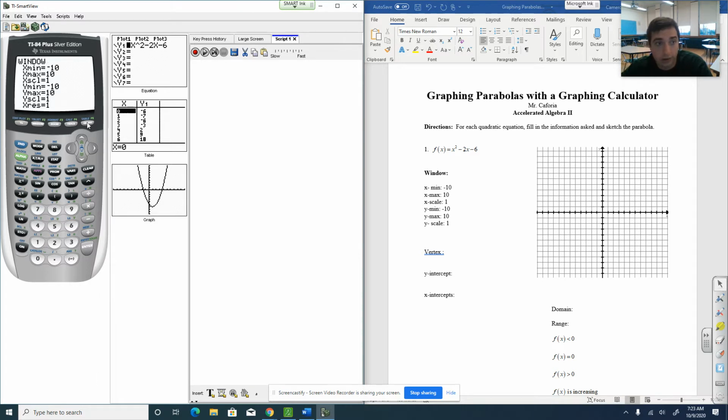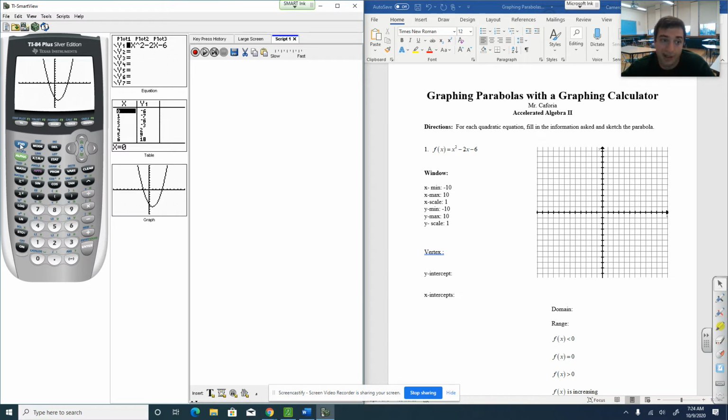Okay, so now we have a graph. What we need to do now is find the vertex. The vertex is either the minimum, so the lowest point, or the maximum, the highest point, depending on which way the parabola opens. It's going to be here for us. For right now, we're going to figure out how to do this with our calculator. In the future, I'm going to teach you how to do this without a calculator. We're going to have to know how to do both.